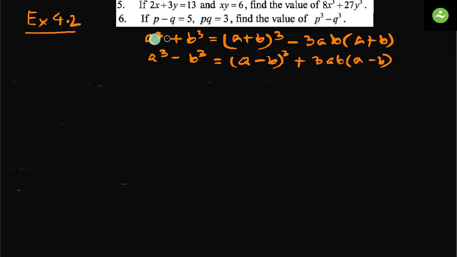In algebra, we know a cube plus b cube equals a plus b whole cube minus 3ab into a plus b. A cube minus b cube equals a minus b whole cube plus 3ab into a minus b. This is the a cube plus b cube form, and this is the a cube minus b cube form. We can just use these two corollaries. Let us start.